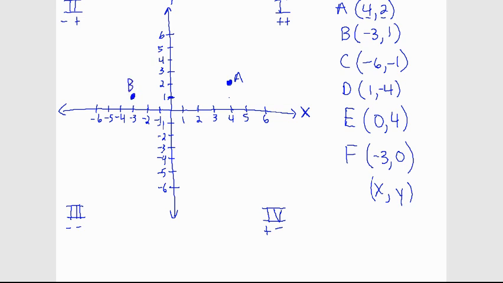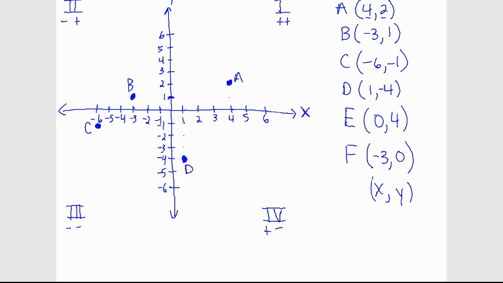Point C, (-6, -1). That means I'm moving 6 units to the left and then 1 unit down. So 1, 2, 3, 4, 5, 6, and then 1 unit down. Forgive me if I am not exact. D is (1, -4). So that means I'm moving 1 unit to the right and 4 units down. Notice on all these I'm saying left or right first, and then I'm going up or down. So 1 unit to the right, and then 1, 2, 3, 4 units down.